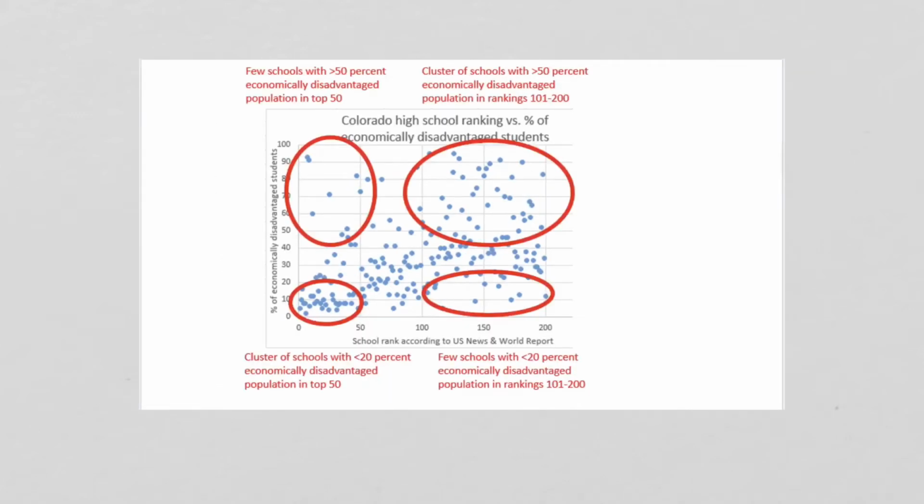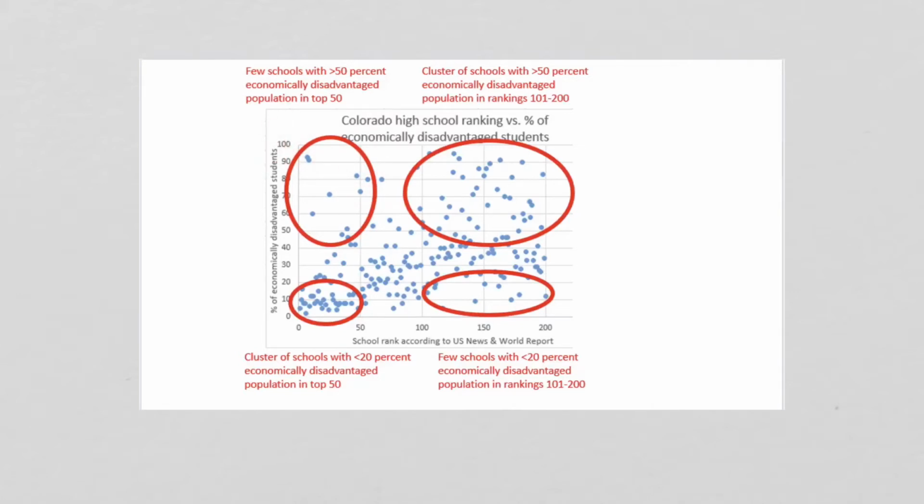One thing you might have noticed is that over here, where there is a small percentage of economically disadvantaged students in these schools, there's a big cluster in the top 50 in the state. And if you go to the lower ranked schools, more in the 150 to 200 range, you don't see a lot of schools with a high population of economically disadvantaged students. Similarly, in the top rankings, as you go up to the schools that have a higher percentage of economically disadvantaged students, there are fewer schools in that high ranking area.